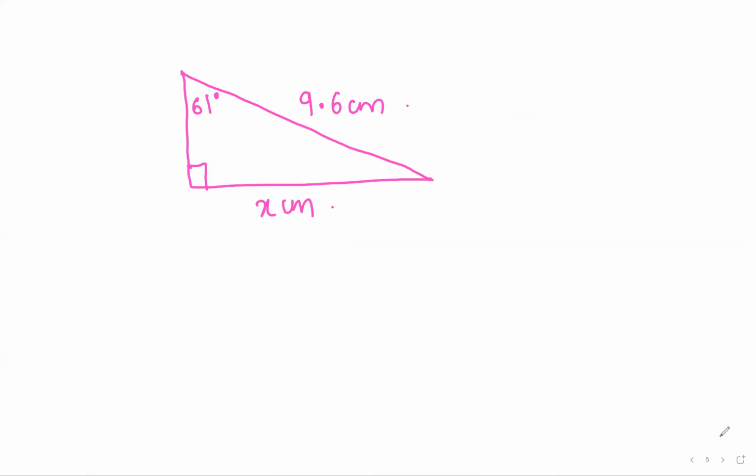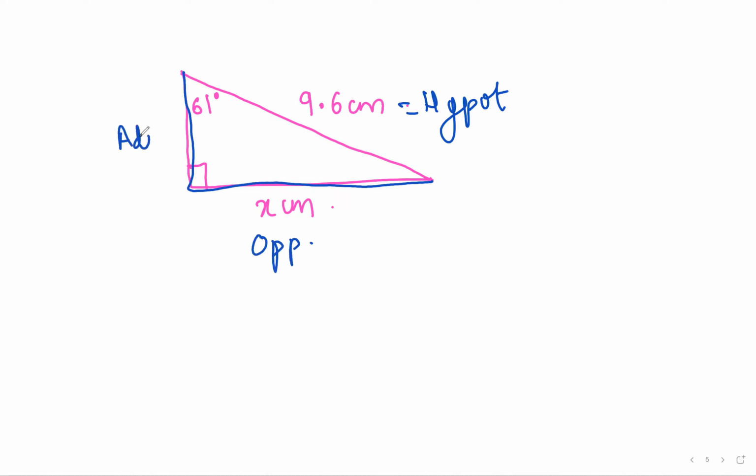Here we have 61 degrees, we have x, we have 9.6. Always remember, the side which is not related to the L shape is the hypotenuse, because this side is not related to our L shape. So this is the hypotenuse. Now, opposite to this 61 degrees, on the basis of that angle, we take our opposite and adjacent sides. So opposite to this 61 degrees, this is opposite, and next to this 61 degrees, this is adjacent. Are we clear till here?